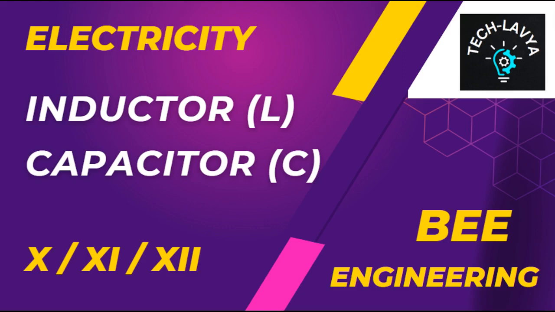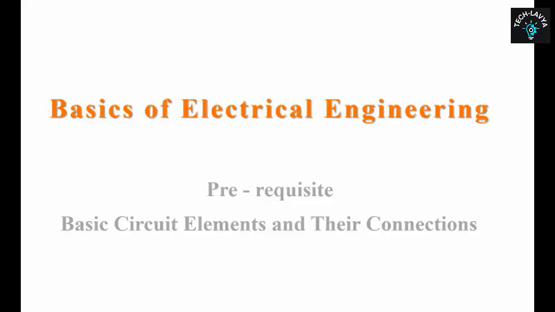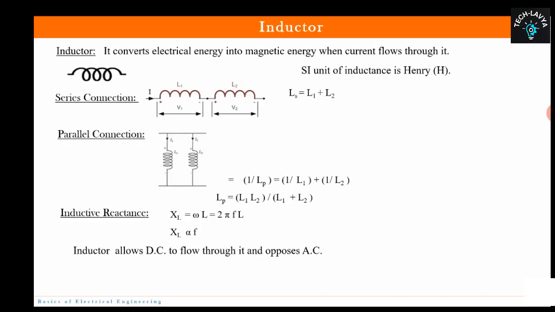Hello everyone. In today's class, we are going to discuss the basics of inductor and capacitor, their series and parallel connections. Let us understand what an inductor is. Basically, an inductor is an element which converts electrical energy into magnetic energy when current is made to flow through it. The symbol is shown and the series connection is also shown.